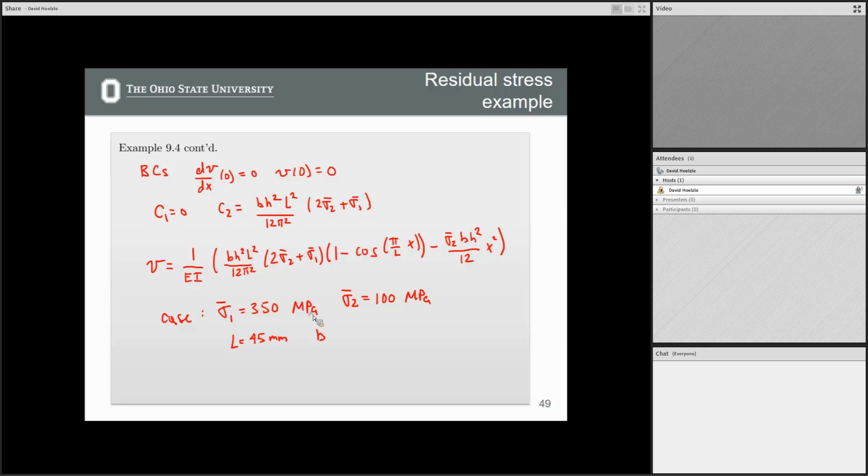H, we're going to go through a few different H's. H is going to be 1 millimeter, 5 millimeters, and 10 millimeters to see how this affects things. And then B is going to be equal to 10 millimeters. And this is stainless steel from the problem statement. Okay.